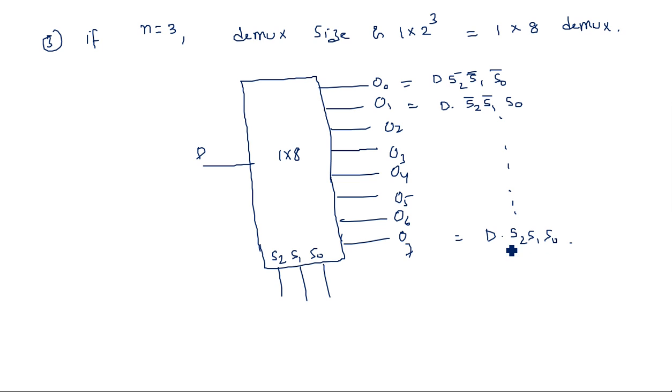For S2 S1 S0 all ones, O7 is equal to D into S2 S1 S0. Every time we will have the corresponding input line, whether it is D or whatever it is, and the output will have that particular input value multiplied by the corresponding selection line combination. Okay, this is about the demultiplexer. Thank you.